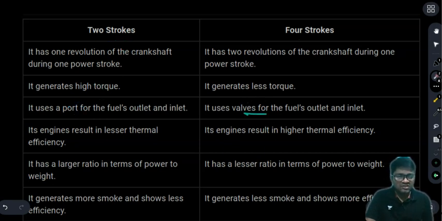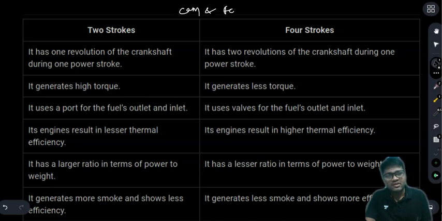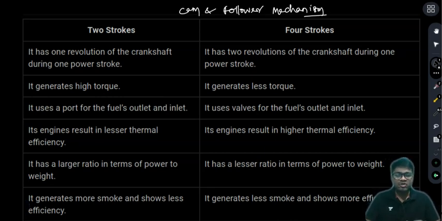Okay, so let me add something over here. In four-stroke engines, there are valves, right? So for the opening and closing of the valves, there is a mechanism. What is the name of that particular mechanism? That is the cam and follower mechanism. Okay, so this is the name of the mechanism by which the opening and closing of the valves takes place inside any four-stroke engine, right?